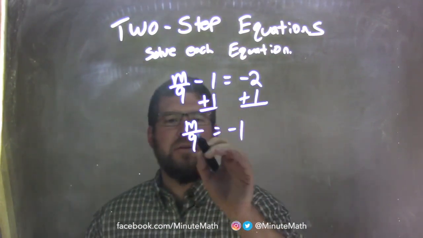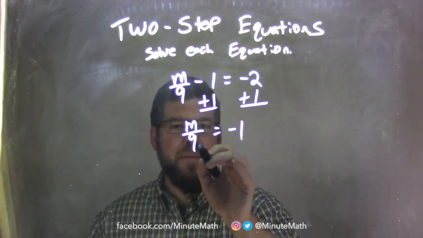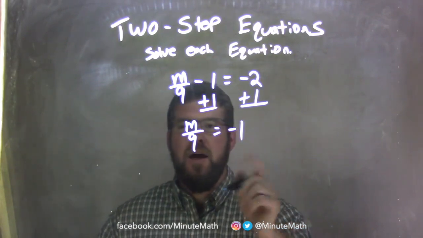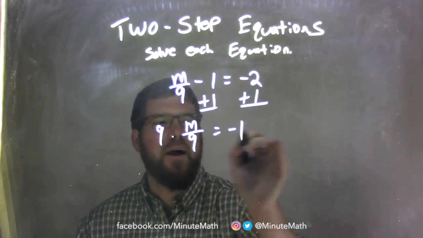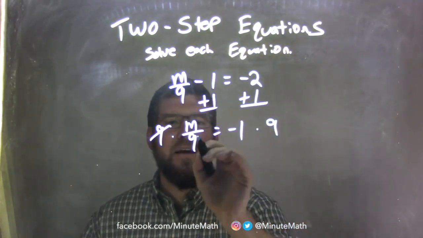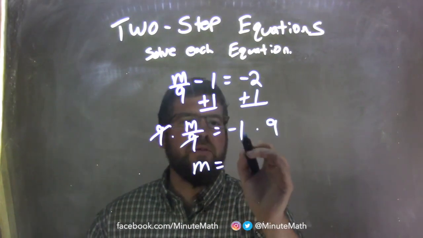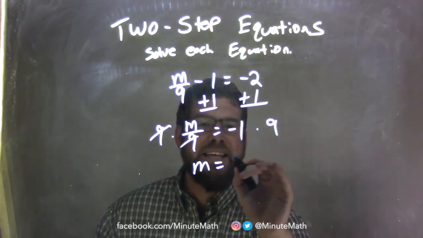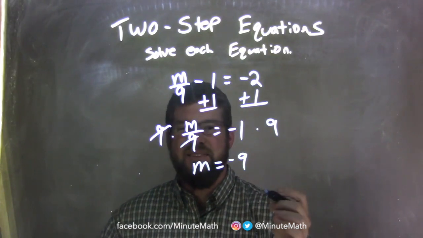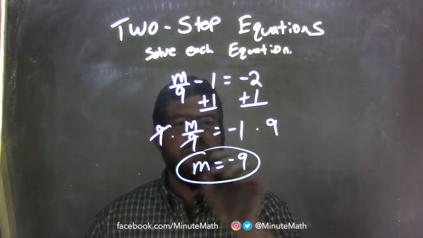Now I have m divided by 9, right? Opposite of division is multiplication. So multiply by 9 on both sides, and that leaves me with m equals negative 1 times 9, which is negative 9. That's it. That's my final answer here. M equals negative 9.